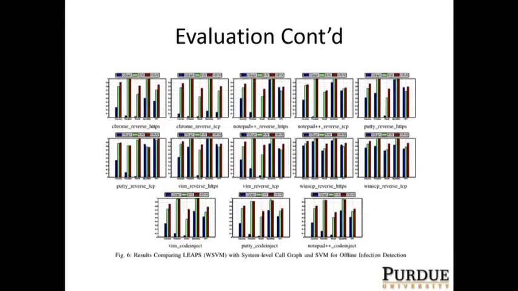This is the evaluation result, which contains 30 offline infection cases. The x-axis denotes the 5 different measurements, and the y-axis denotes the actual value of each measurement. The red bar is our weighted SVM model. The green bar is the original SVM model, while the blue bar is the core graph-based detection model.